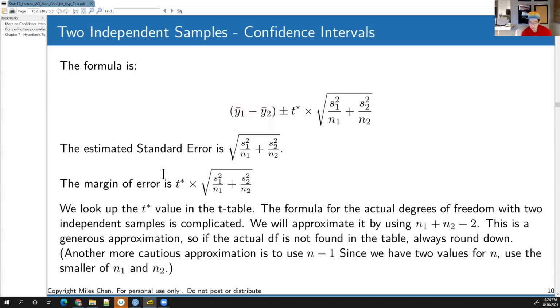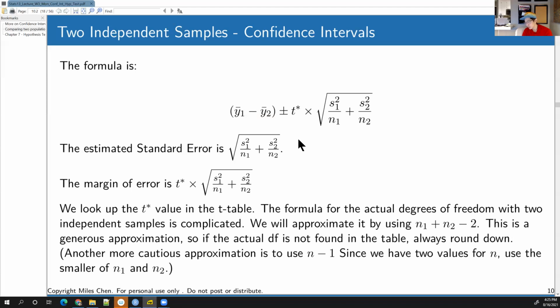All right. When we look up the critical value T star, we need to know the degrees of freedom, right? We need to know what confidence level we want to choose, probably 95%, but sometimes 90%, sometimes 99%, sometimes something else. Okay, so you pick your confidence level, but you also need to know your degrees of freedom. The truth is that the formula for the actual degrees of freedom, when you have two independent samples, is rather complicated. Okay, so as far as doing things by hand, we're not going to bother with figuring out the actual degrees of freedom.